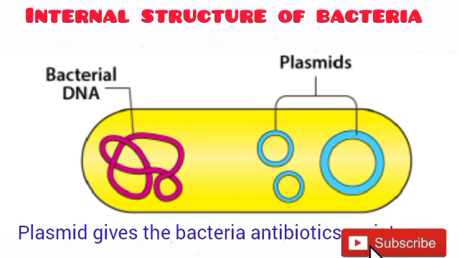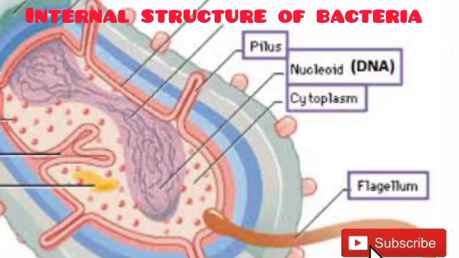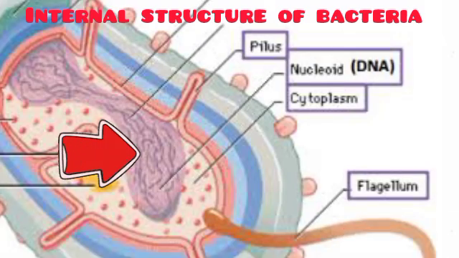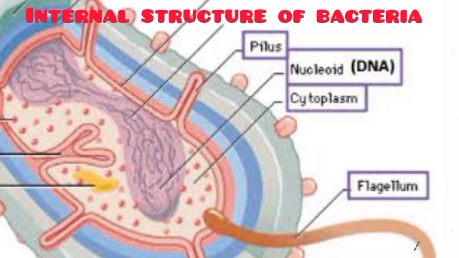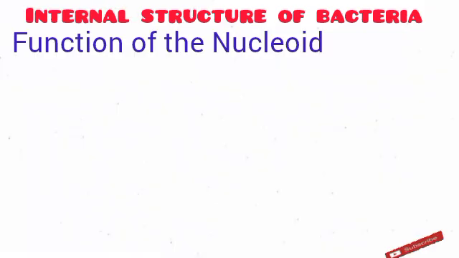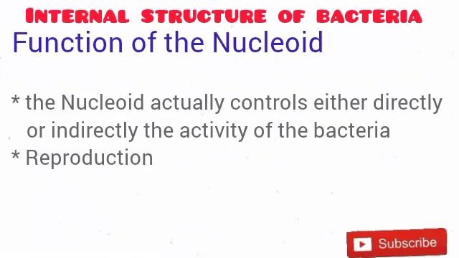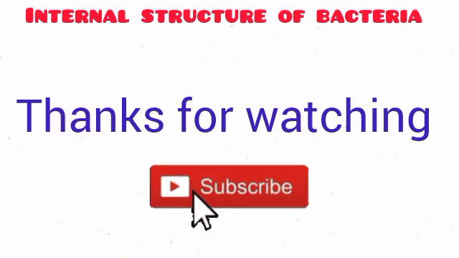The last structure we're going to talk about in this lesson is the nucleoid. The region of the bacterial cell which houses the chromosome is termed the nucleoid. This region houses all or most of the genetic material of the bacteria. The function of the nucleoid includes controlling the bacterial activities and reproduction in bacteria. This is the end of the lesson for internal structure of bacteria.